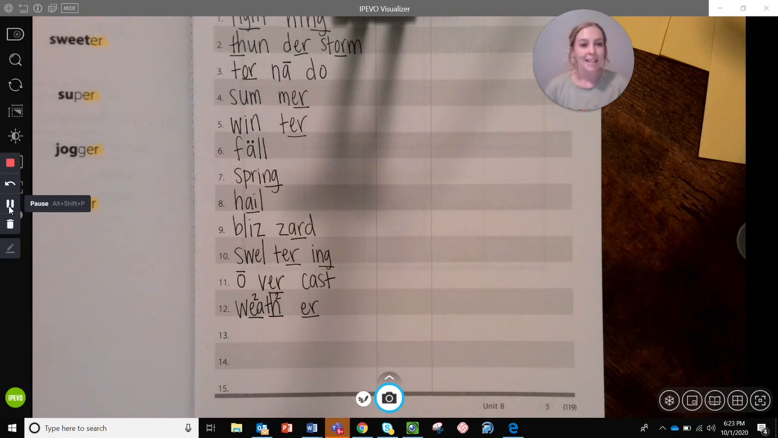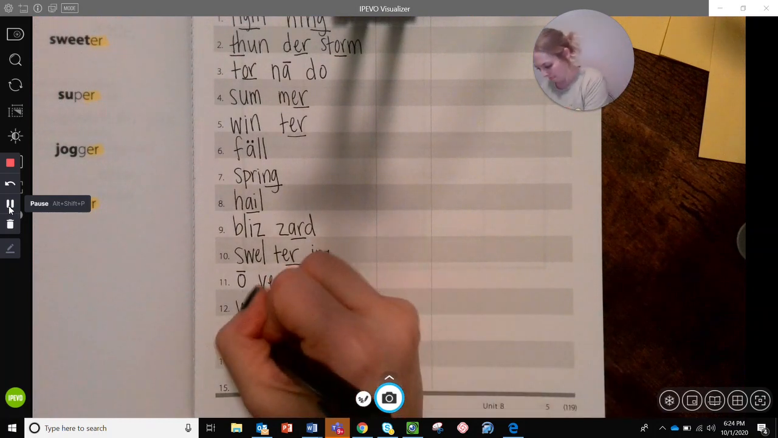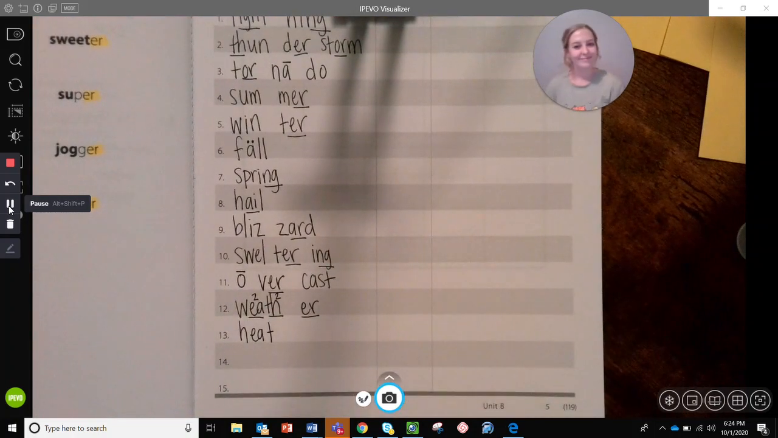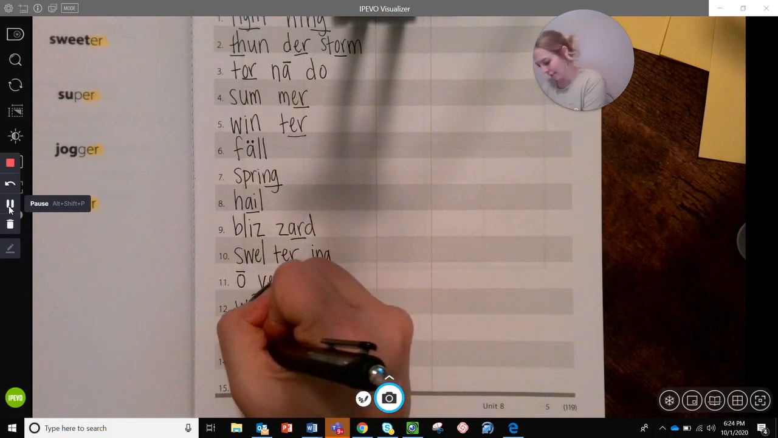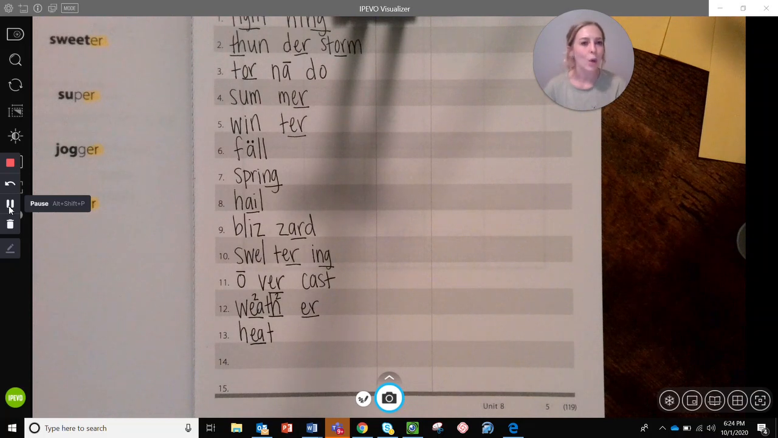Number 13, heat. Turn the heat up to 71 degrees. E, A, T. And underline the phonogram, please. Good. And heat is making what? Which sound is it making? E, A, or A? The first sound, E. Good. So we're going to put a 1 over that.